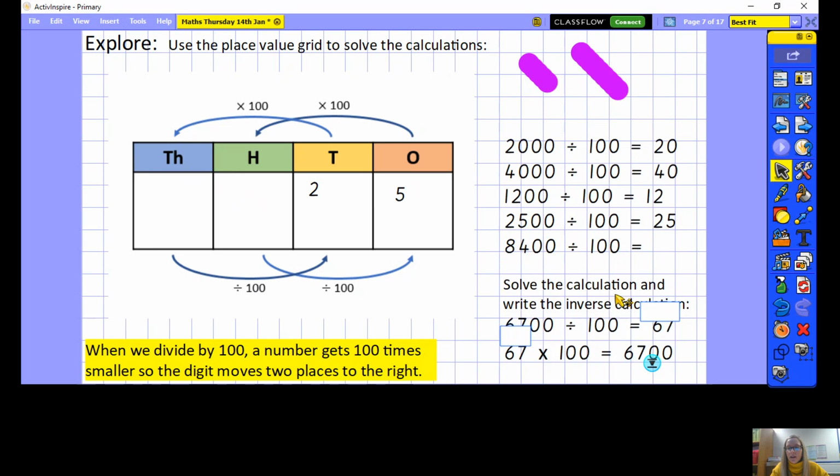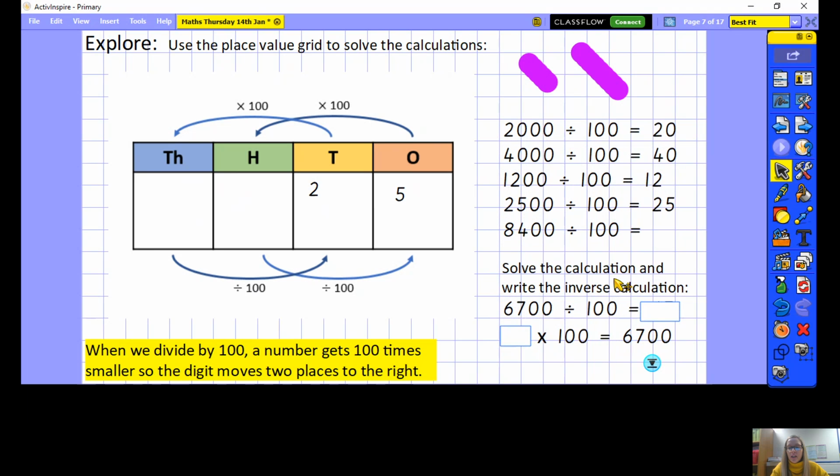Okay. And now see if you can solve the last calculations here, which is 8,400 divided by 100. And I want you to have a go at this question down here and write the inverse calculation. So 6,700 divided by 100 equals, and then can you write the inverse calculation? So something divided by 100 equals 6,700. Pause the video while you have a go at those questions.